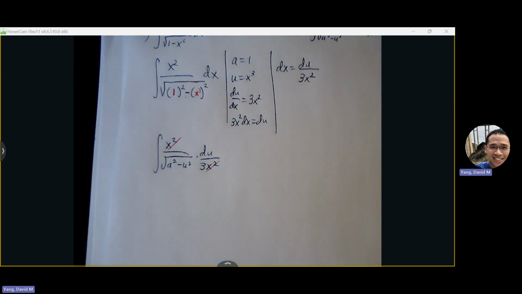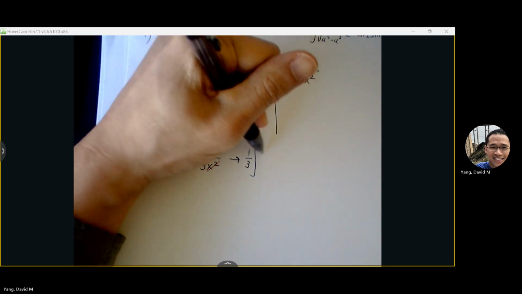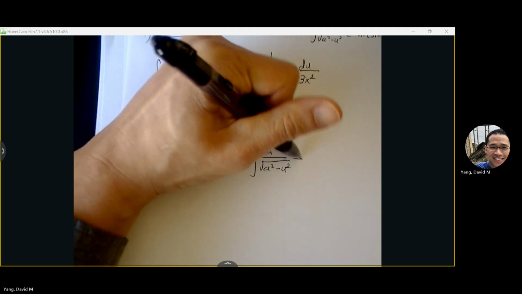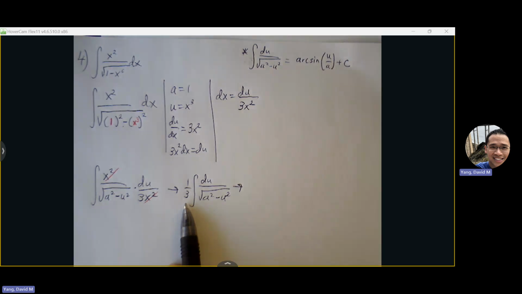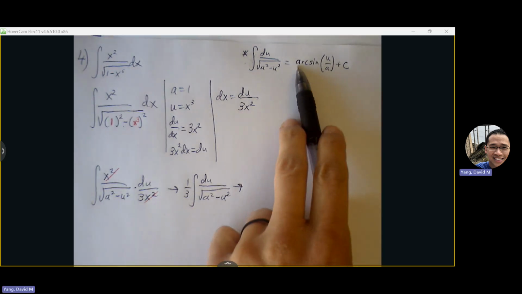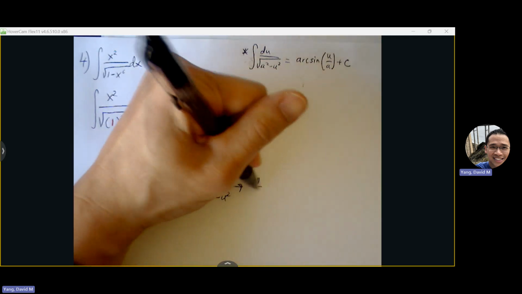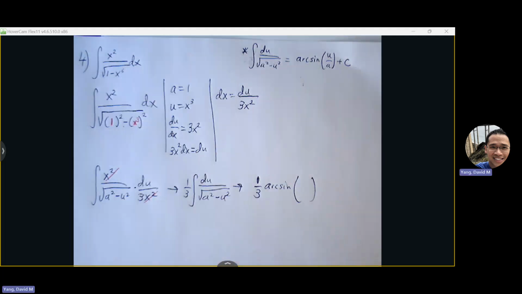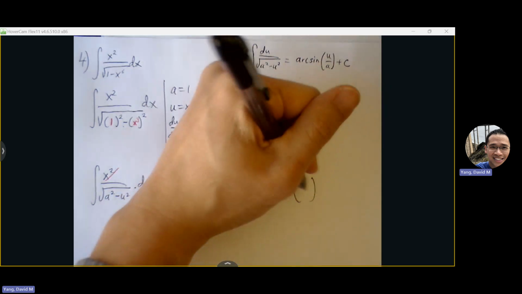X squared cancels out. We can pull the 3 out as 1/3. Now, if we look, we have a perfect match with our rule, just with that coefficient in front. And now we can apply our rule. There is no 1/a, but we do have a 1/3 that we need to include in our answer. So 1/3 arc sine. And now let's bring back our original problem here. Our U value is x cubed. Our A is 1.